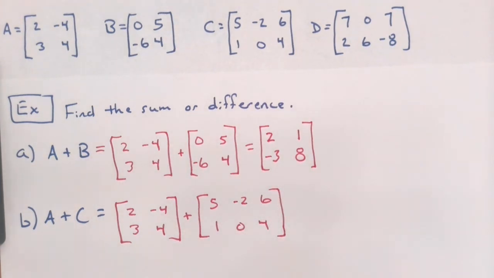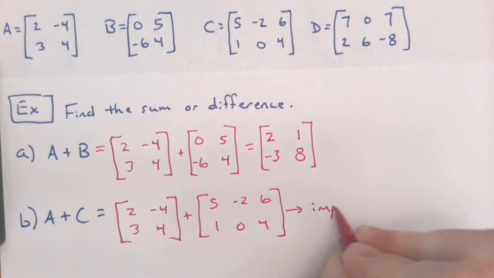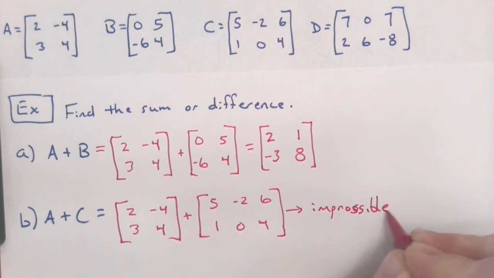Before we do any adding or subtracting, we should see if it is possible. Here we have a 2 by 2 matrix. We're adding a 2 by 3 matrix. Those matrices are not the same dimension, so we cannot add or subtract them. That is impossible.